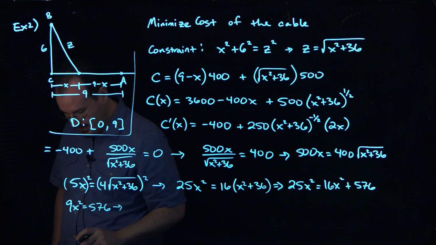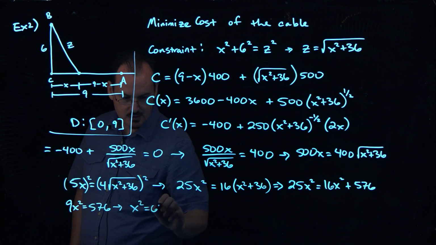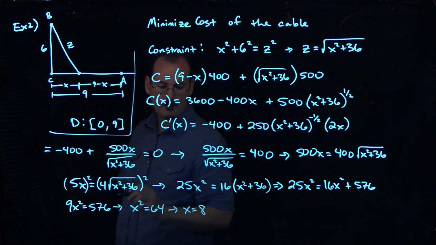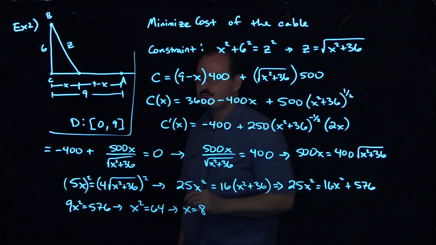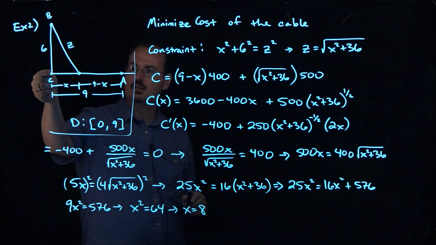Divide both sides by 9. I get 64, so x squared equals 64. And we know what that is: x is equal to 8. Okay? So that's the critical number. And remember what x stood for. x is the distance away from this C point here.